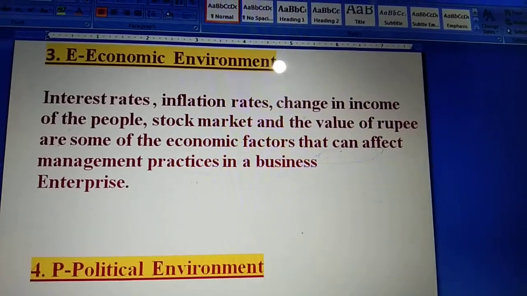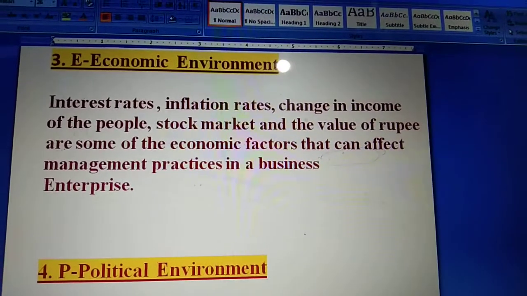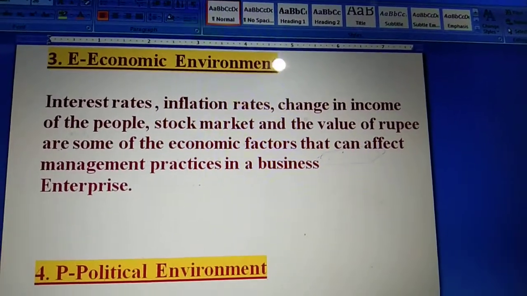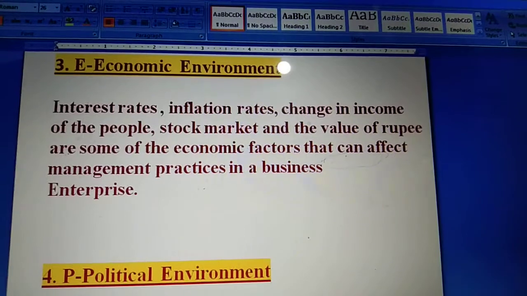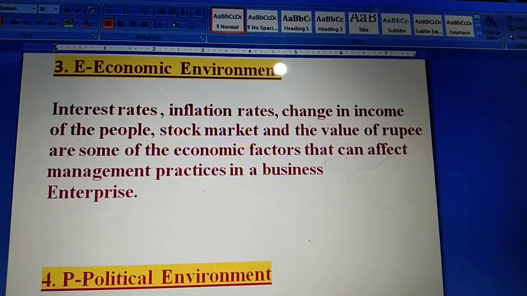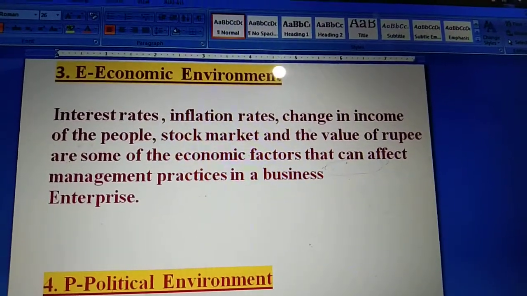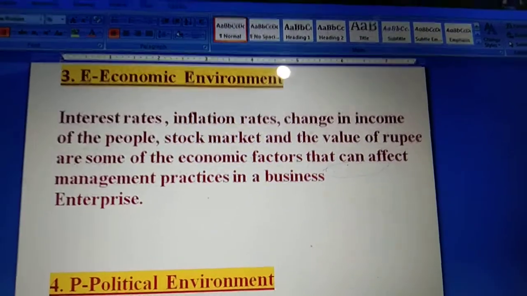And what are these economic factors? These are the interest rate. If the interest rate changes, suppose you have taken a loan from somewhere as a business enterprise and the interest rate gets increased, it's going to affect you negatively.